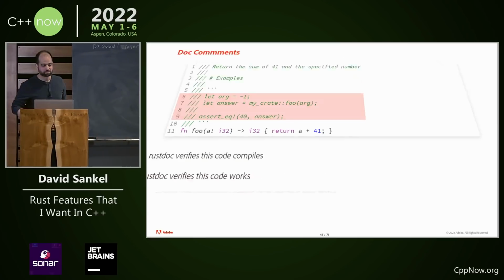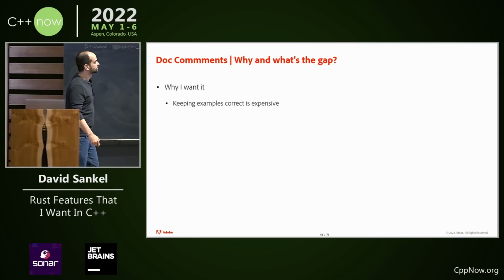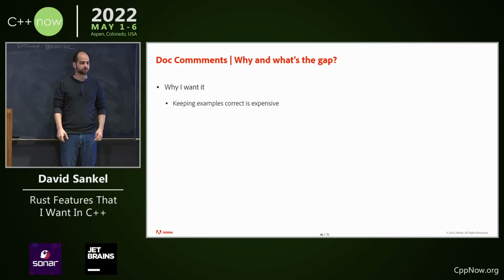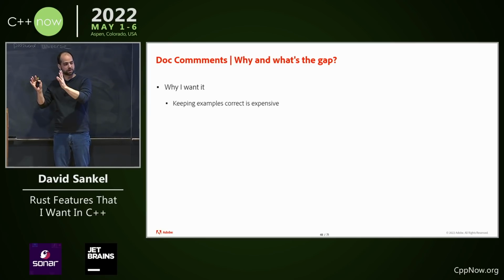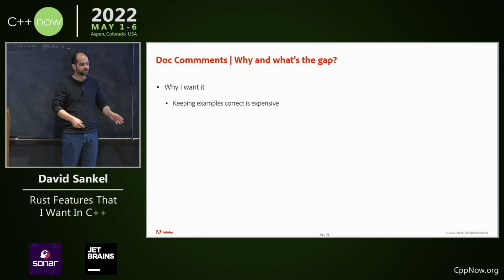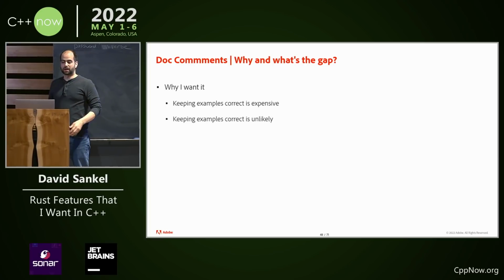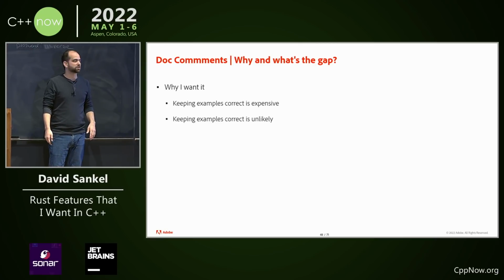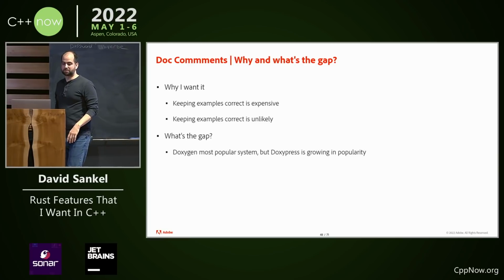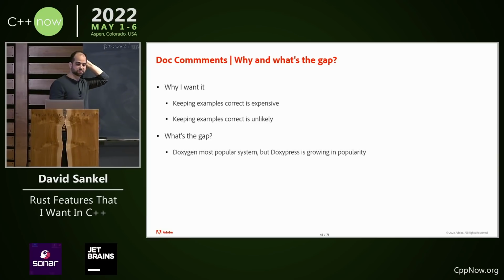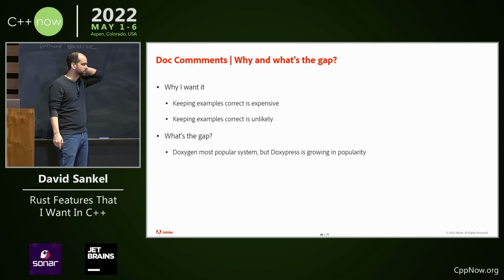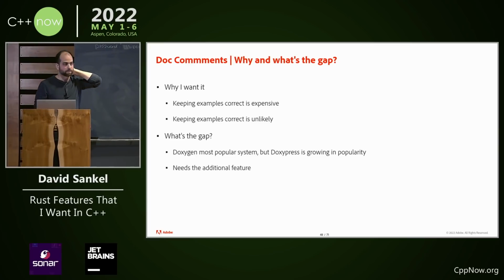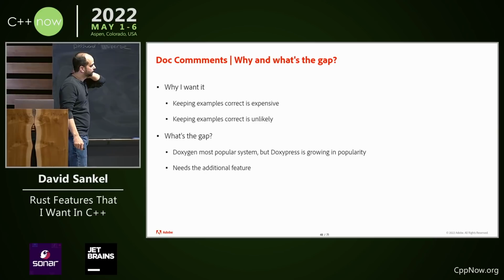Okay. Why do we want this? Well, keeping examples correct is expensive. You have to be very careful about running the code and then copying and pasting it to update it. Most of the time, keeping examples correct is just unlikely because it's so much work. And what's the gap? Well, we have Doxygen, which is the most popular system, and DoxyPress is now gaining more popularity. We need this additional feature in one of these systems.